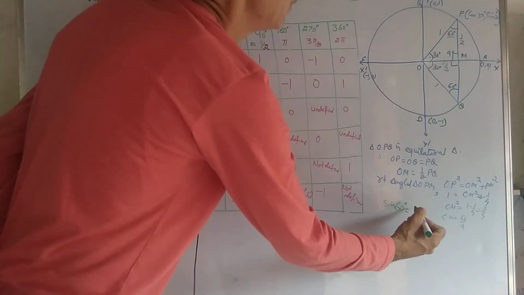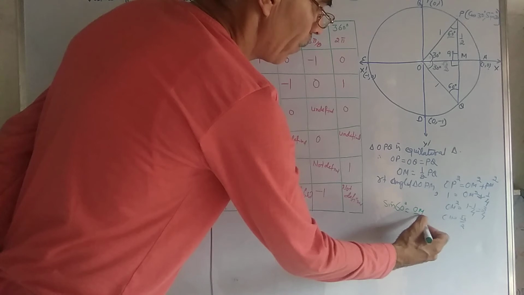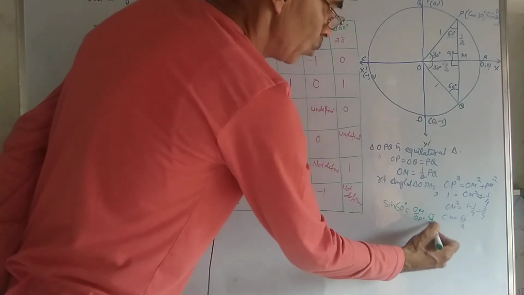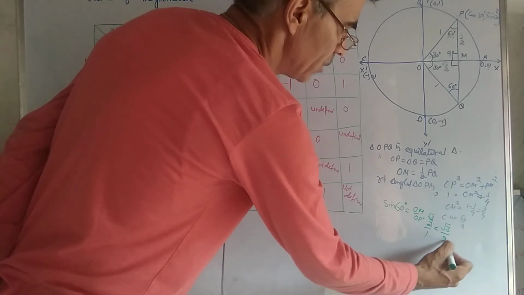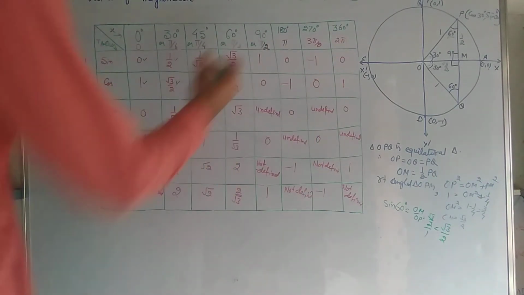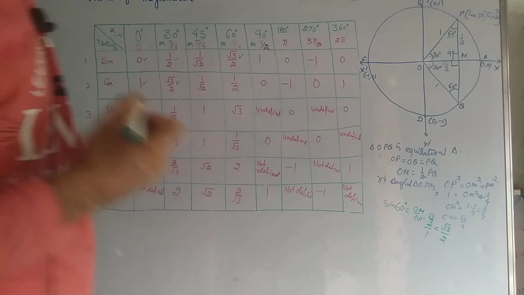So sine 60 degree is OM upon OP, and OM is root 3 by 2 divided by 1. So sine 60 degree is root 3 by 2.